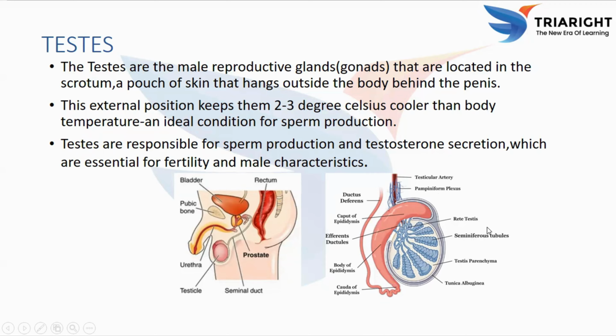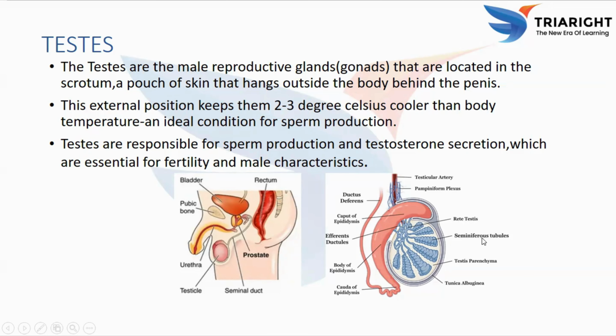These tubules are lined by germ cells, which develop into sperm, and also the Sertoli cells, which support and nourish the sperm. The seminiferous tubules unite to form straight tubules which open into a network called rete testis. Right here, in the inner layer, you can see a network-type tubule called rete testis.